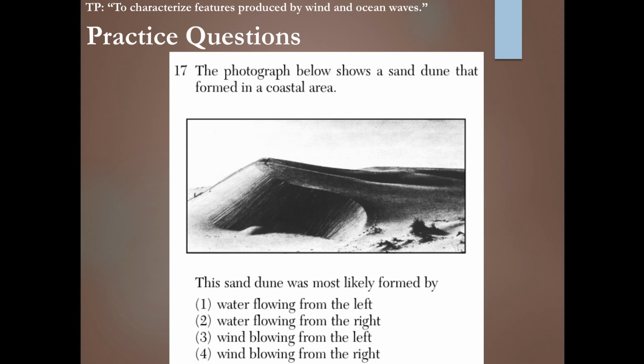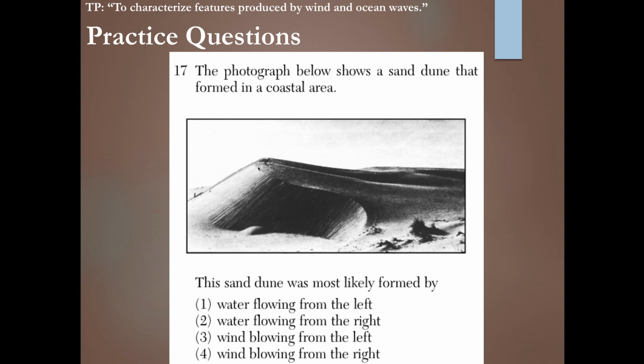Alright, some practice questions. Number 17 in this case. The photograph below shows a sand dune that formed in a coastal area. This sand dune was most likely formed by... We can eliminate two choices. We know that sand dunes are made by wind. It's not made by water. So we can eliminate 1 and 2.